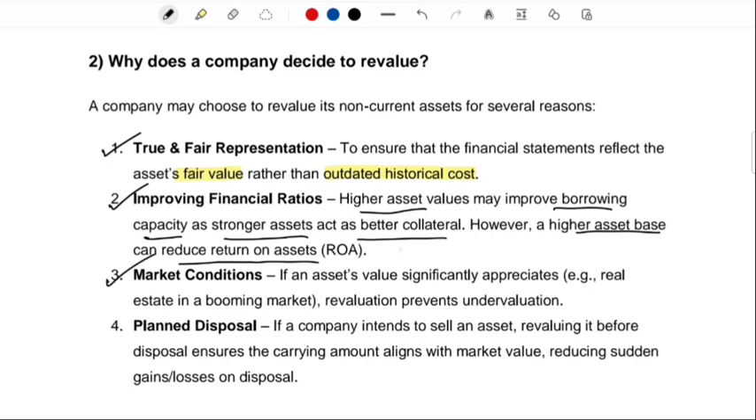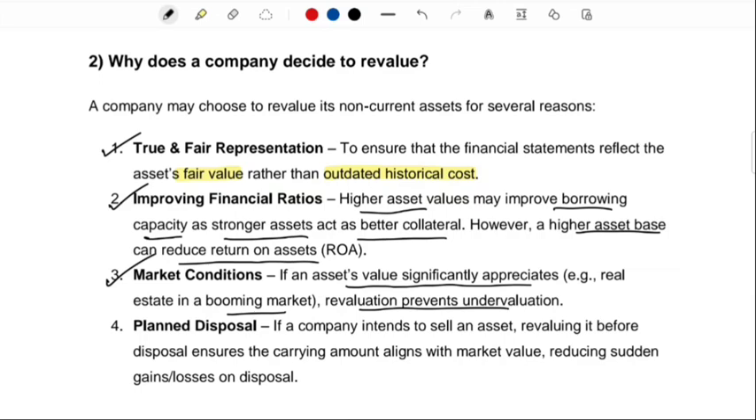Then we have market conditions. If an asset's value significantly appreciates, for example in a booming market, a revaluation prevents undervaluation. It simply ties to true and fair representation, as we have discussed in the first point: if the market is fluctuating for that particular asset, then if you adopt the revaluation model, your assets will be reflecting the current market situation and therefore will be representing a more true and fair view of your overall financial statements.